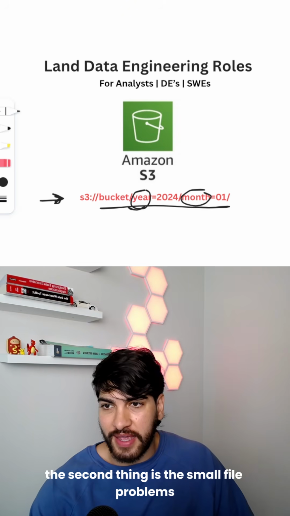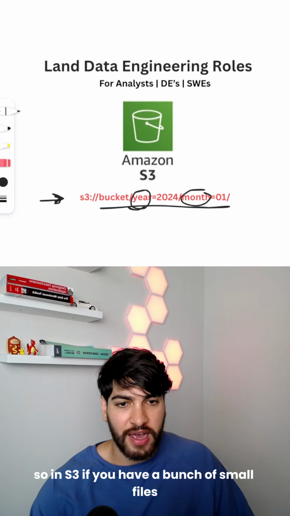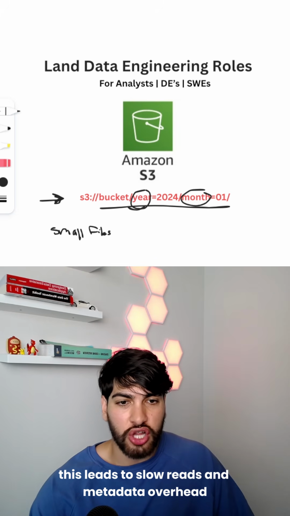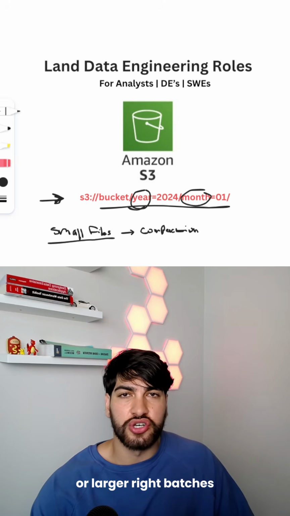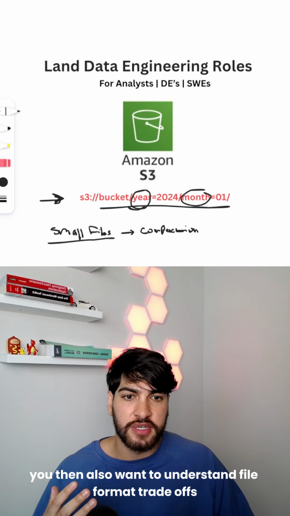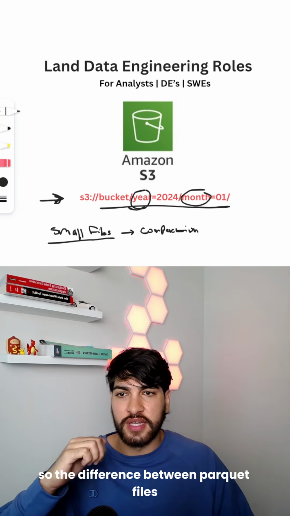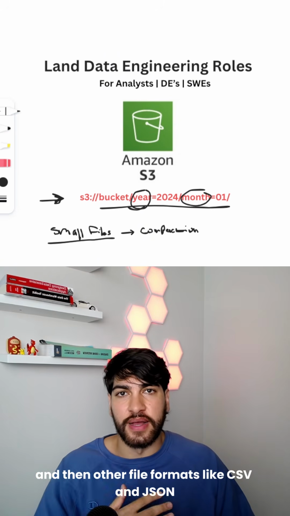The second thing is the small file problem. So in S3, if you have a bunch of small files, this leads to slow reads and metadata overhead. And so you want to do things like compaction or larger write batches. You then also want to understand file format trade-offs. So the difference between Parquet files and how it's columnar, compressed, splittable, and then other file formats like CSV and JSON.